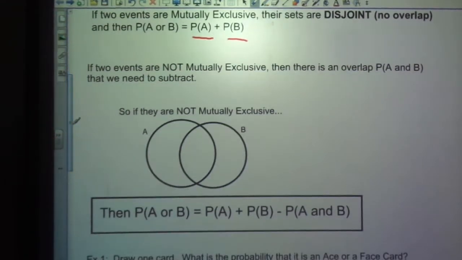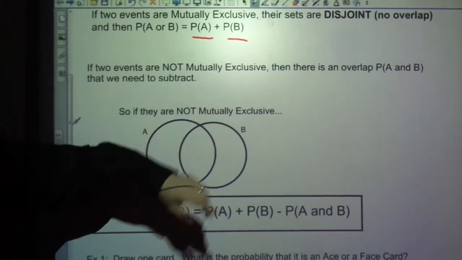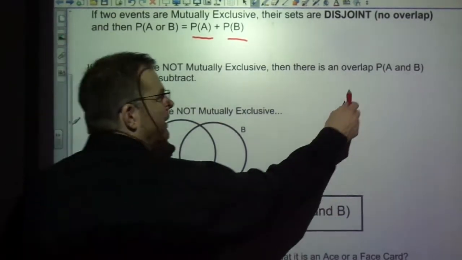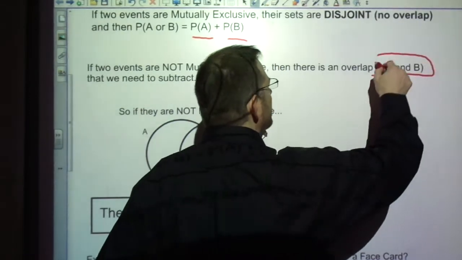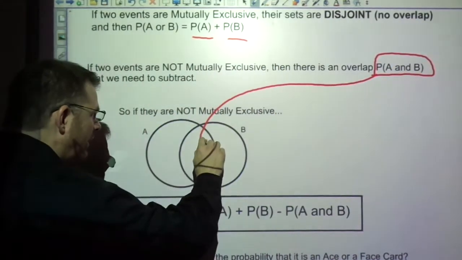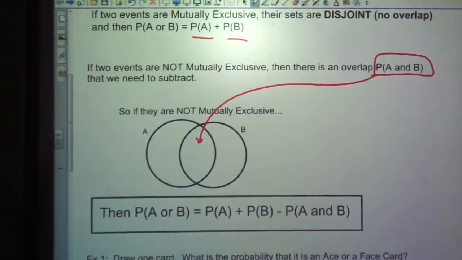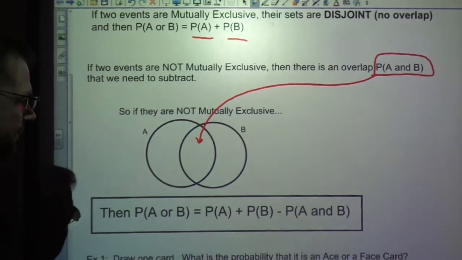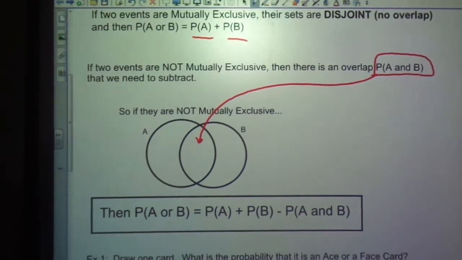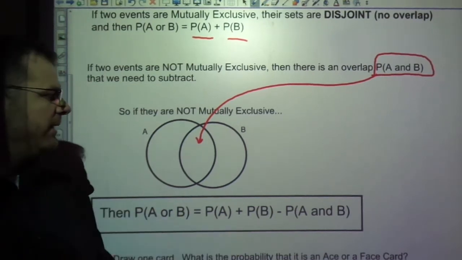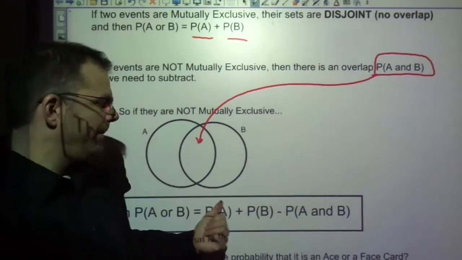But if two events are not mutually exclusive, there is an overlap, and that is the probability of A and B. That is this part right in here, the overlap. And so we need to subtract this in the formula. You can see the formula down here. Probability of A plus probability of B minus the overlap.